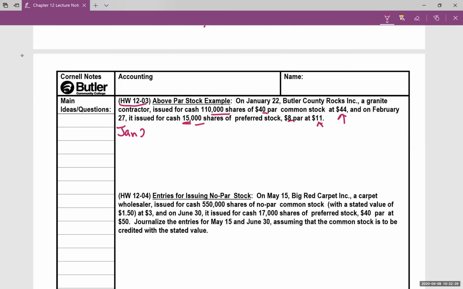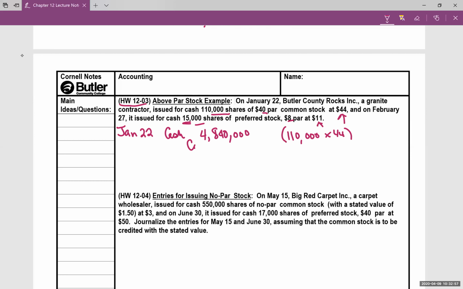January 22nd, they got a whole bunch of cash in. And here's the number I want you to write down. 4,840,000. And then to the side here, let me show you that calculation. I took the 110,000 shares times the selling price of 44. Okay, that's how we got that calculation.